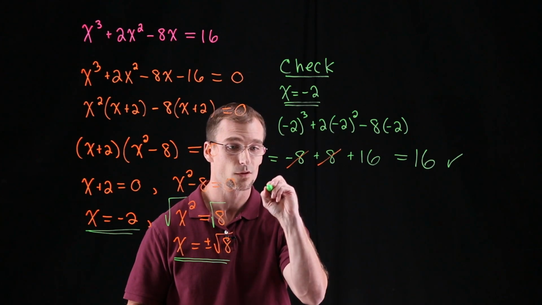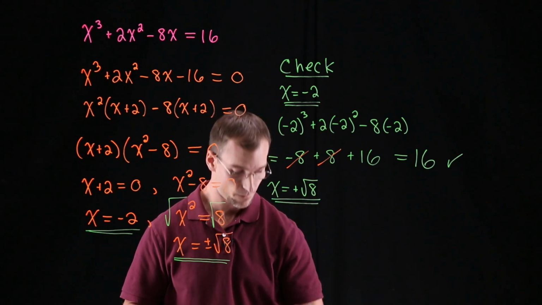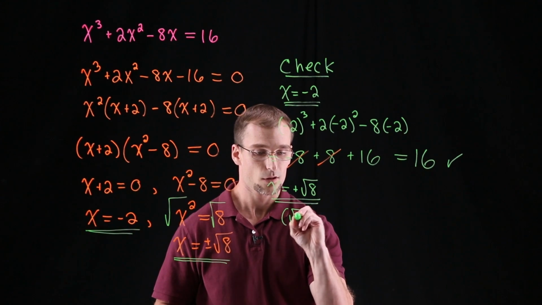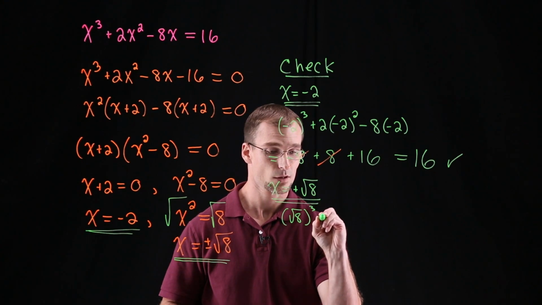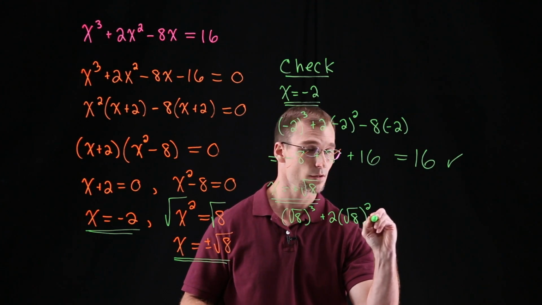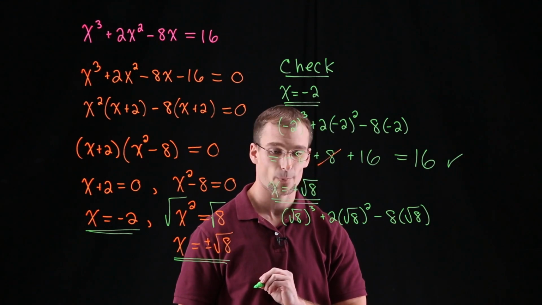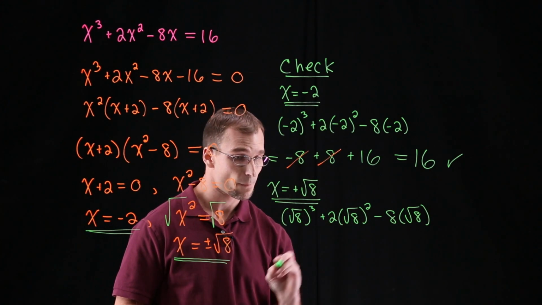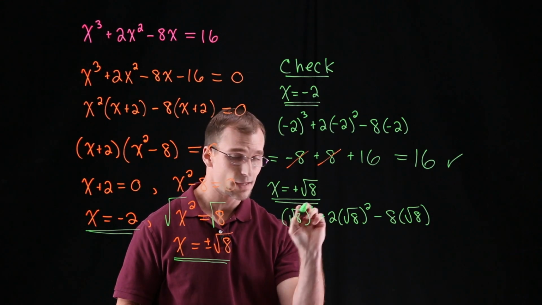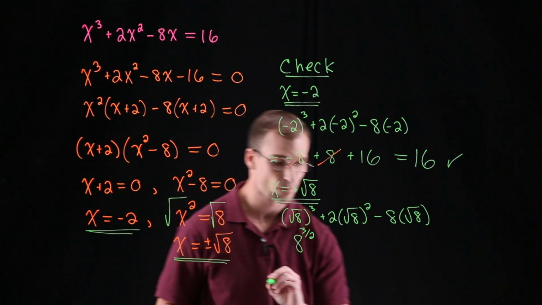Now we'll check x equals the positive square root of 8. I'm just going to do the same thing. So we'll have the square root of 8 cubed plus 2 times the square root of 8 squared minus 8 times the square root of 8. I'm not going to evaluate these completely, but we can notice that the square root of 8 cubed we'll just write as 8 to the 3 halves.